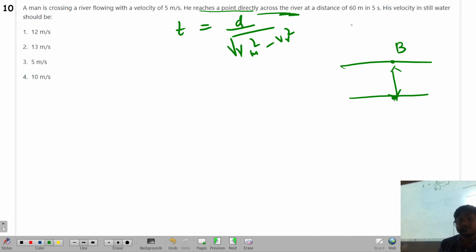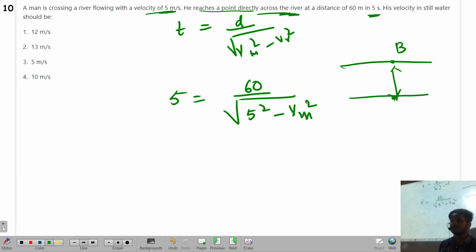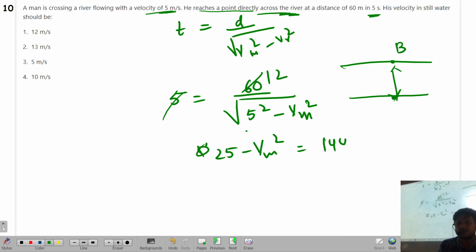So therefore, what is the time it is taking? 5 seconds. Distance is how much? 60 meter divided by root over velocity of man square minus velocity of river square. What is the velocity of river? The man is crossing a river flowing with a velocity of 5 meter per second. So 5 square minus velocity of man square. If you apply this formula, will you get the answer or not? 5, 12. So 5 square, that is 25, minus velocity of man square, is equal to 144. Got it or not? If you apply this, you will get the answer or not? Are you able to get me or not? Yes or no?